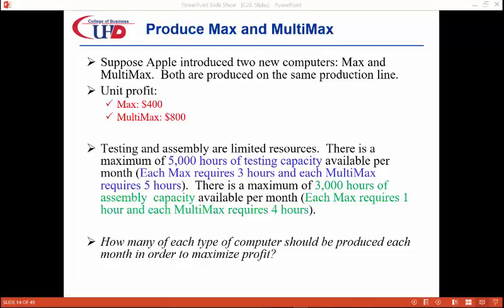For assembly, the capacity is 3,000 hours. Each Max requires 1 hour and each Multi-Max 4 hours. The question is, how can we arrange the production of these 2 computers to maximize the profit?